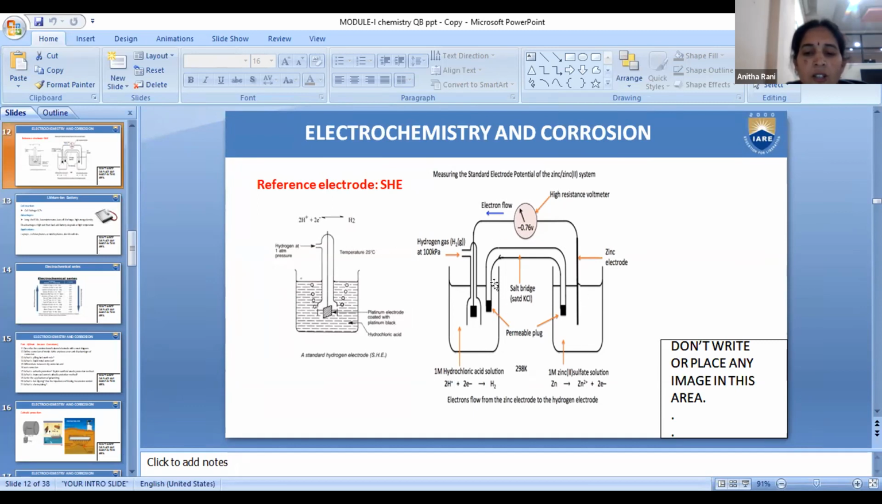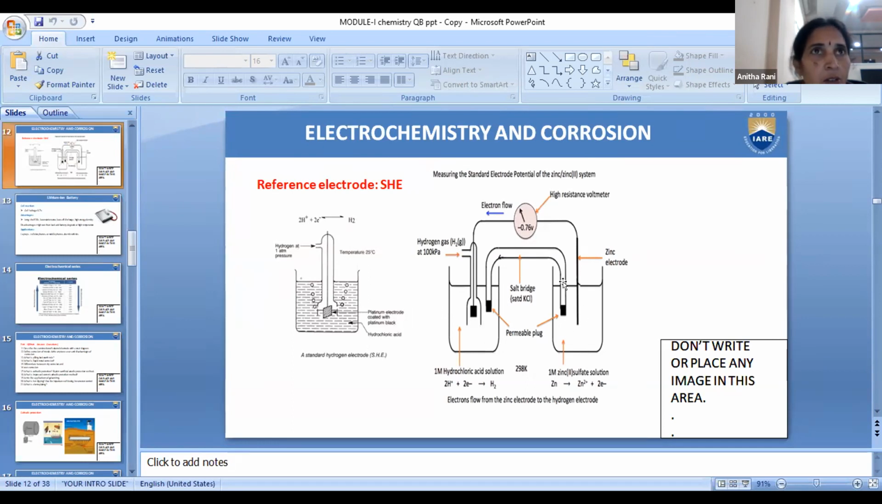The two electrodes we connect to a voltmeter, and the two solutions we connect with the salt bridge. Then we can find out the electrode potential of zinc. What is the formula to calculate it? E cell formula, tell me. E cell equals E cathode minus E anode. Now tell me which is anode and which is cathode in this cell.